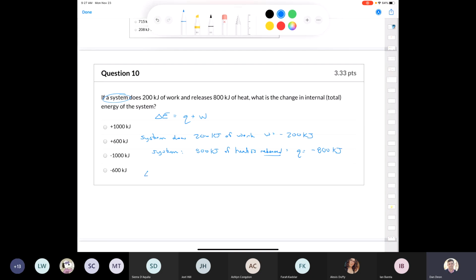And so when we write our delta E of our system, it is going to be equal to negative 200 kilojoules plus negative 800 kilojoules, and we get that our delta E of our system is equal to negative 1,000 kilojoules. And so the correct answer is negative 1,000 kilojoules.